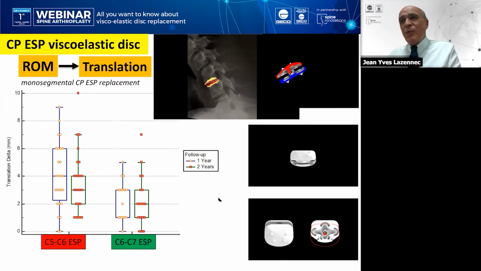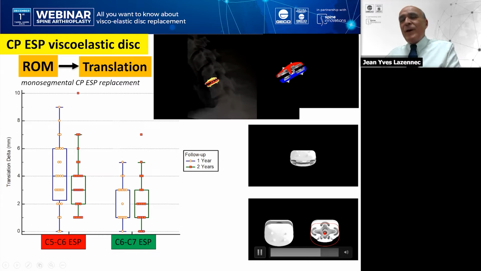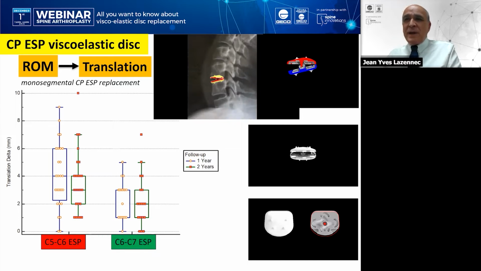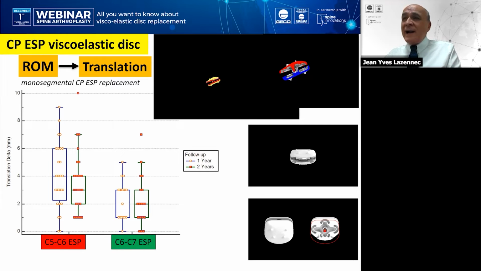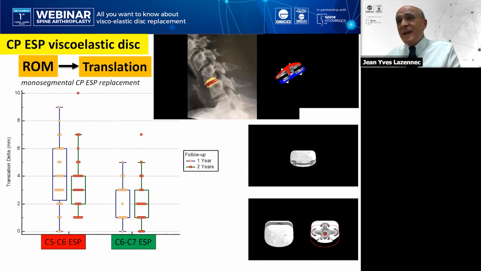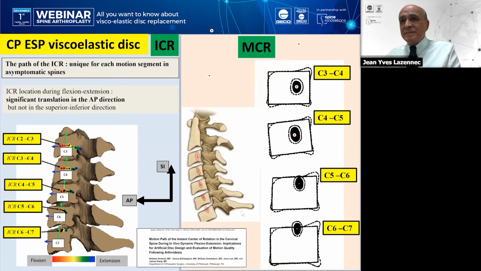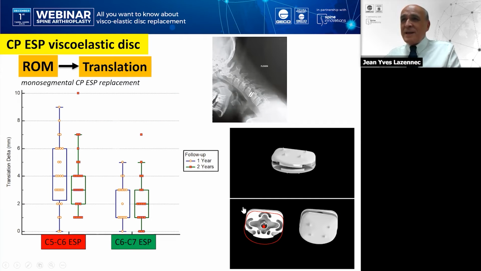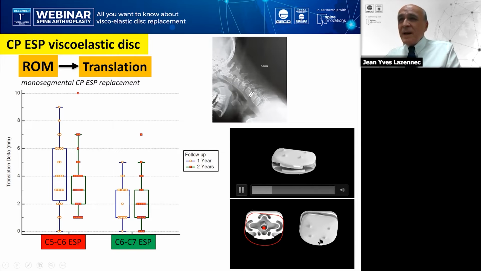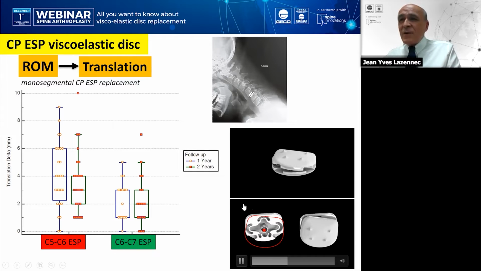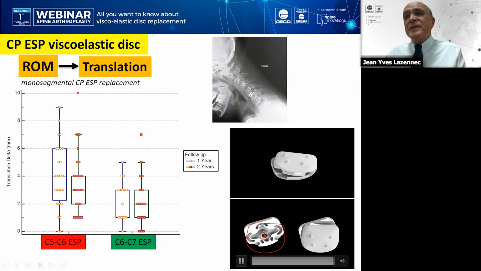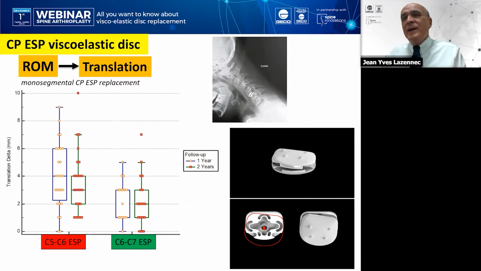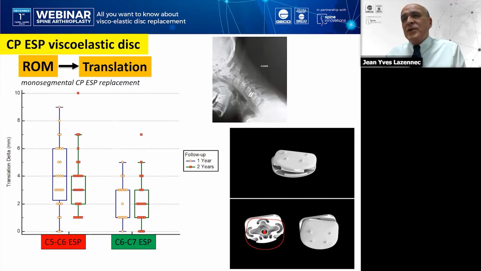But, and I hope the video will work, it does not work, if you flex CP-ESP, in some cases, you have, of course, the ideal scenario. You have here the translation. And in some cases, you have this. You see on this model, on this reconstruction, you have rotation. So when we analyze the translation on our lateral view, we have some parasitic effect, which makes those measurements more complex.